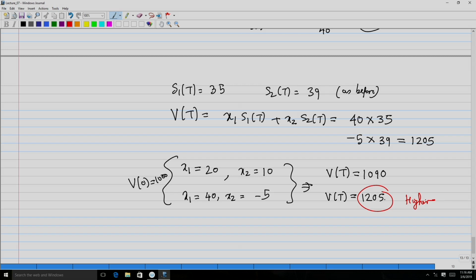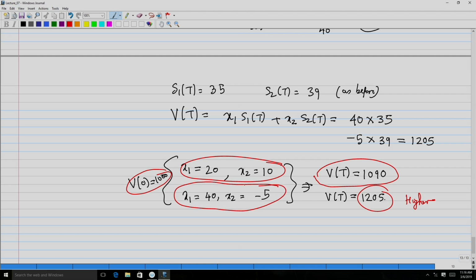So, this means that you start off with an initial amount of 1000. If you decide to buy 10 and 20 units of the two stocks, then at the end of time capital T your value of the portfolio is 1090. Instead of that, if you had decided to buy 40 units of the first stock and short sell 5 units of the second, then you end up getting the final value of 1205, which is a higher amount.